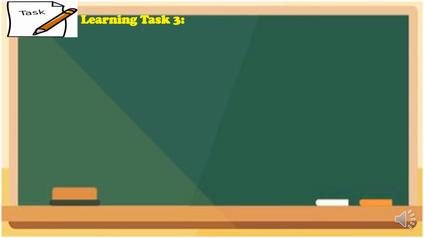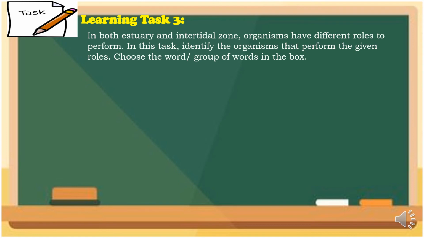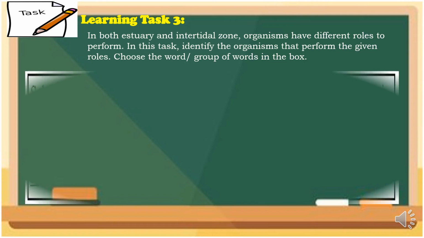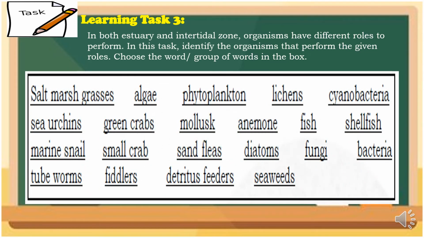This time, let us answer Learning Task 3. In both estuary and intertidal zone, organisms have different roles to perform. In this task, identify the organisms that perform the given roles. Choose the word or group of words in the box. And here are the words.